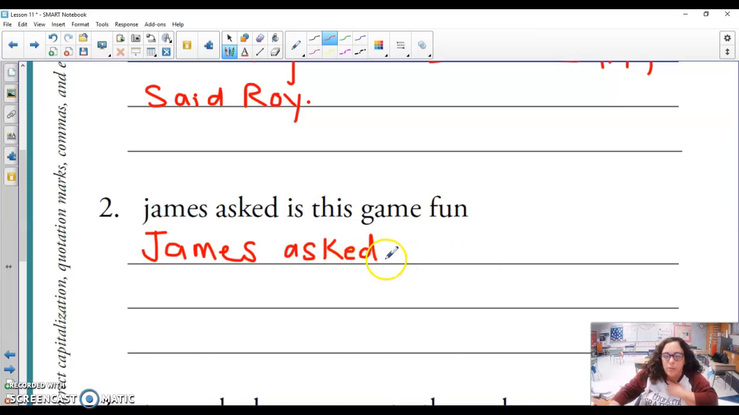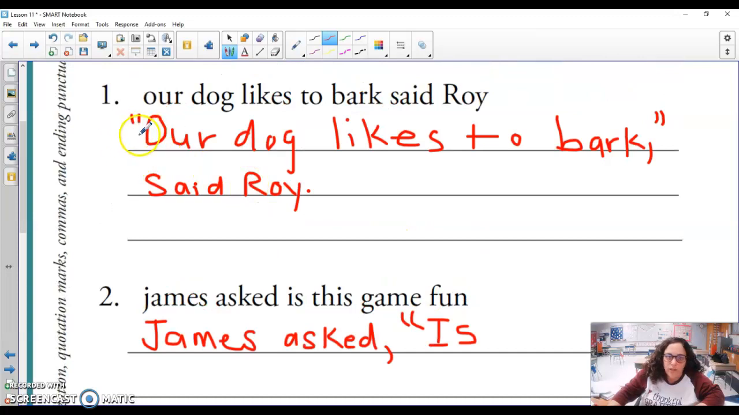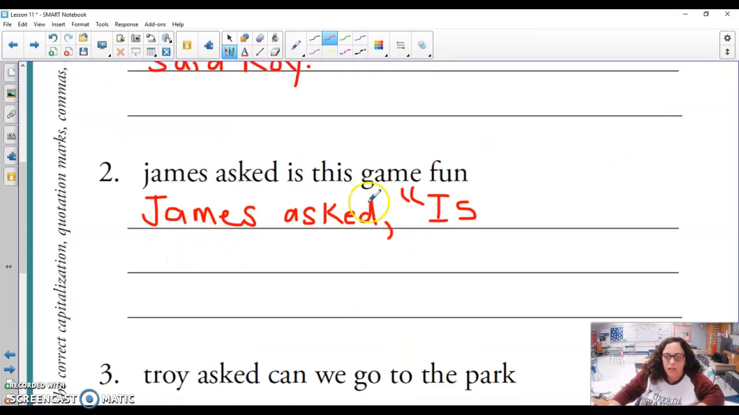So James asked, so now because he's asking something, you have to put a comma because we have to pause. And now it's starting our quotation. He's saying, is this game fun? Okay, so remember, when you write the beginning of the word in a quotation mark, it is always capitalized. So it doesn't always have to be in the front, like this one is, where he said Roy, because now James is talking and this is what he's saying. So this word will be capitalized no matter where the quotation marks are. That first letter of the word is always capitalized.